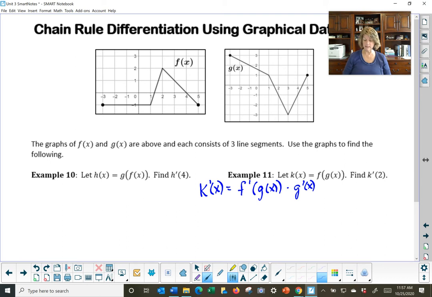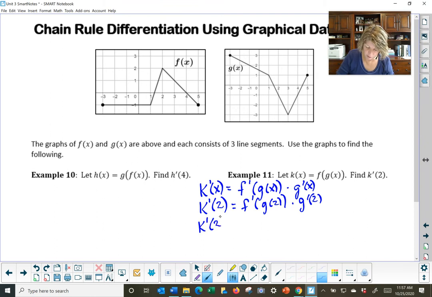Derivative of the outer times the inside times derivative of the inside. Evaluating this at 2: f prime of g of 2 times g prime of 2. One is asking for the slope there at the end, and one is asking for the point. Let's work left to right. k prime of 2 equals f prime of g of 2. g of 2 is the value -1. g prime of 2 is going to be the slope, isn't it?